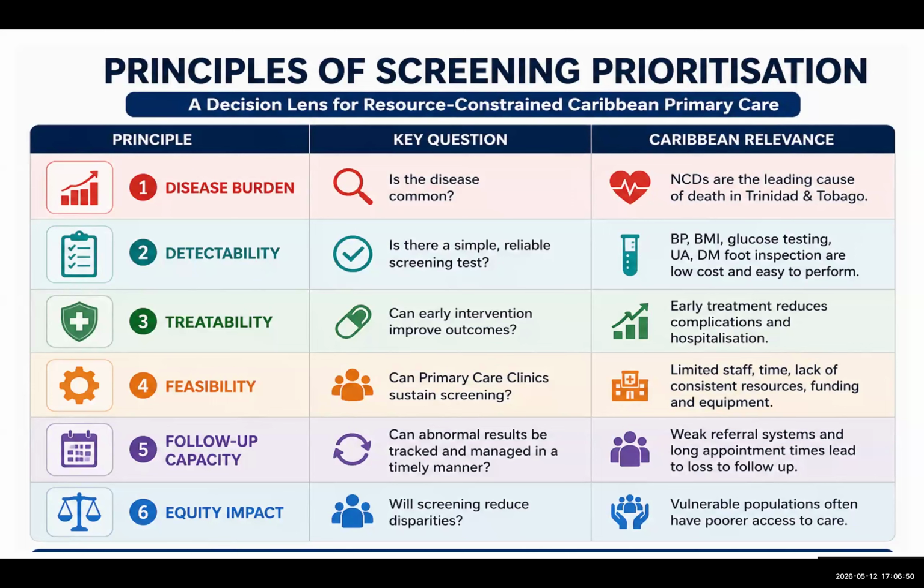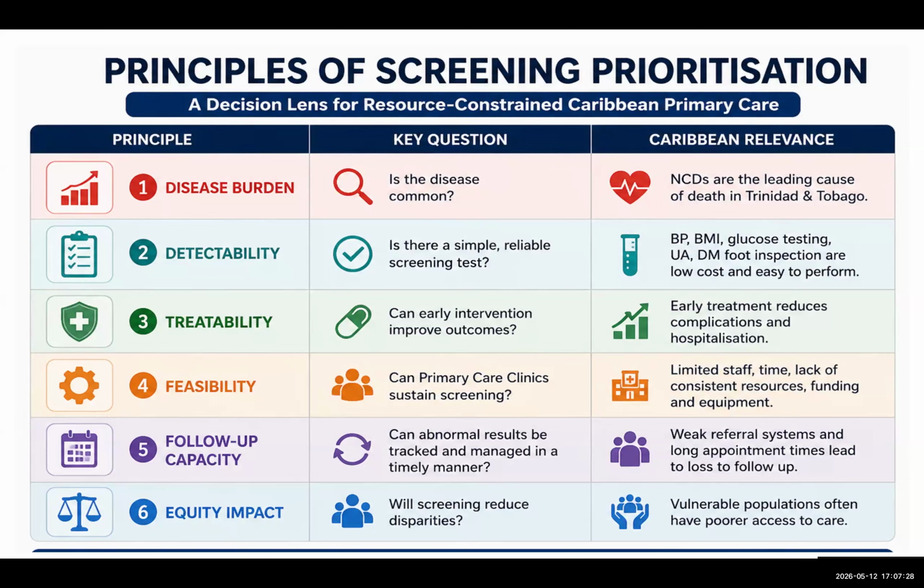The third principle is treatability. Screening only has value if abnormal findings can lead to intervention. The Trinidad and Tobago National Strategic Plan for NCDs emphasizes prevention-focused integrated care and early management of chronic disease risk factors. Detecting hypertension or diabetes allows lifestyle modification, medication, and monitoring that prevents strokes, kidney failure, and cardiovascular disease.